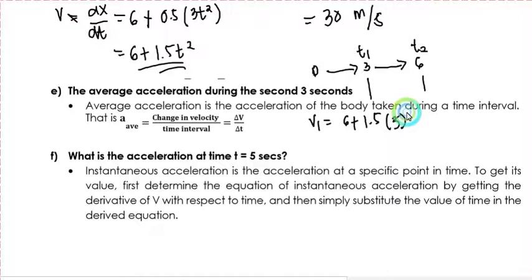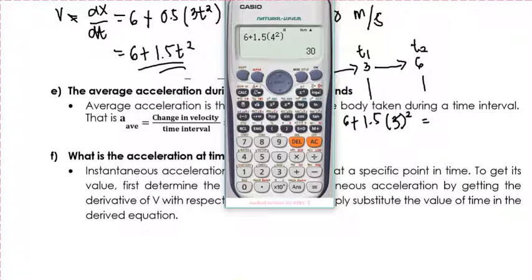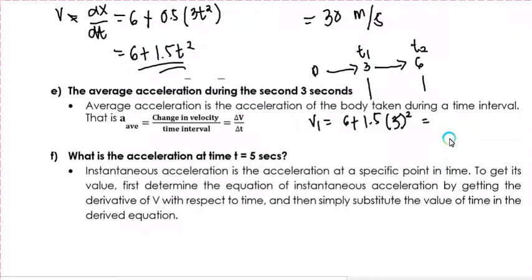Okay, so we have 3 squared. So this will be equal to, using the calculator, 6 times 1.5 times 3 squared is equal to, so we have 19.5 meter per second.